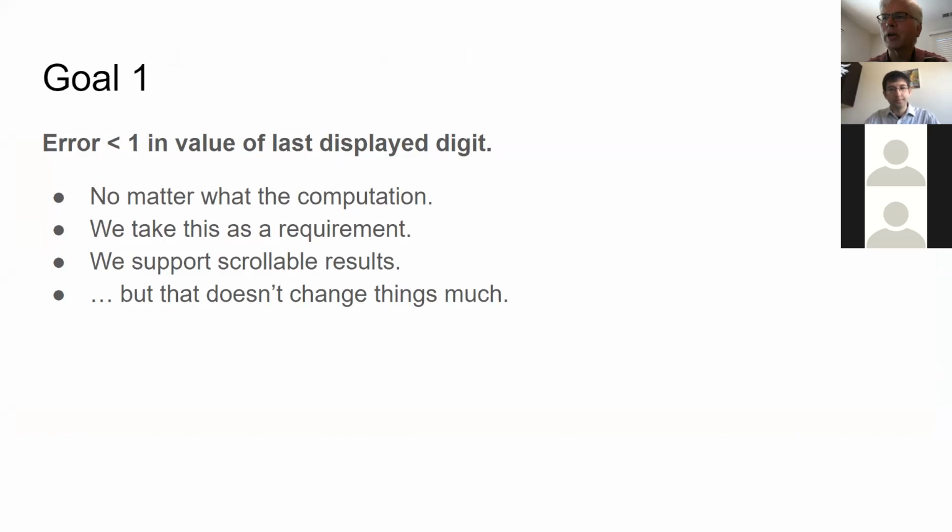So what we want for calculator arithmetic, as our first goal, is that we always want the result to be accurate. We want an error of less than 1 in the last displayed digit, no matter what the computation. We basically take this as an absolute requirement. It turns out that once you do this, that has some other nice consequences. You can also get scrollable results, as you'll see here, hopefully, if the technology cooperates.